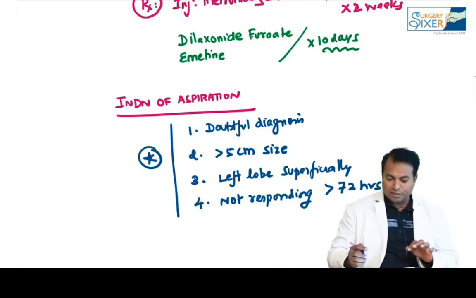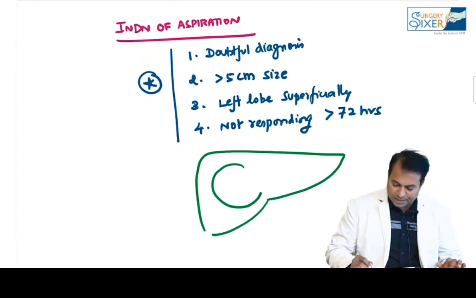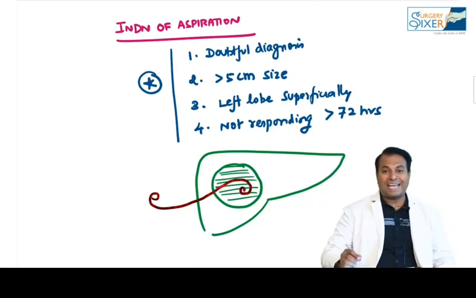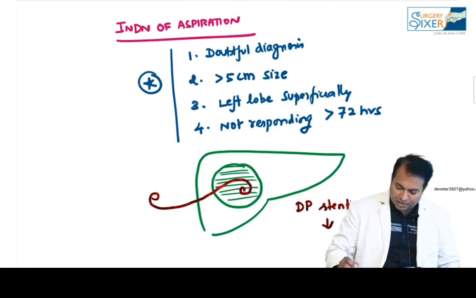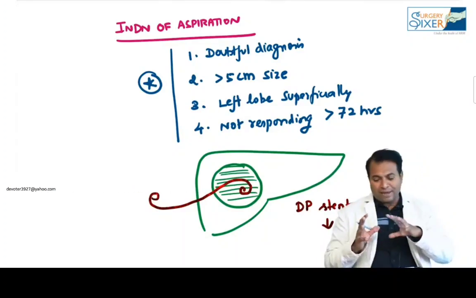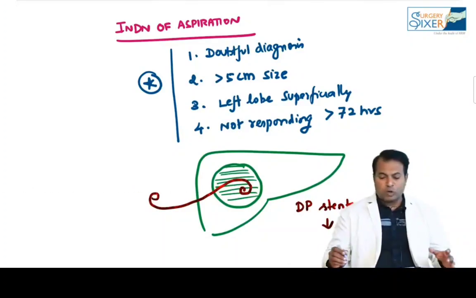Nowadays we don't only aspirate, we put a what? If there is an abscess here like this, we don't aspirate, we put a percutaneous stent, a double pigtail stent. The DP stent is put under ultrasound guidance nowadays. This stent is left there for about 2 weeks to 1 month until everything in the cavity comes out.